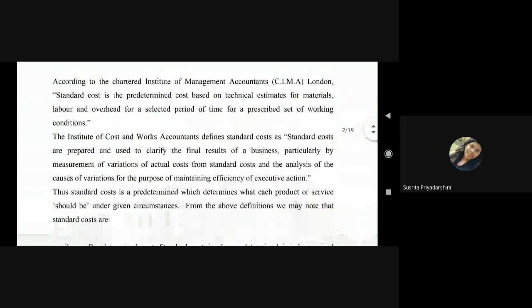So as per the Chartered Institute of Management Accountants, CIMA London, standard cost is the predetermined cost based on technical estimates for materials, labor, overhead for a selected period of time for a prescribed set of working conditions. That means it is a predetermined cost or estimation for different input factors, just like labor, material, and overhead. So when we have to make an estimate regarding all these, it can be called standard cost.